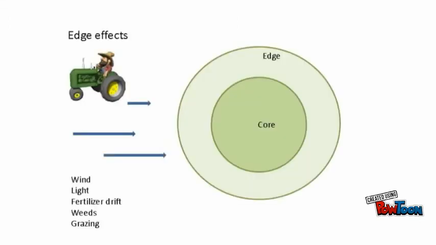Small patches of habitat support fewer species for several reasons. For example, a greater proportion of the habitat in small patches is exposed to edge effects such as drying winds and introduced plants and animals.